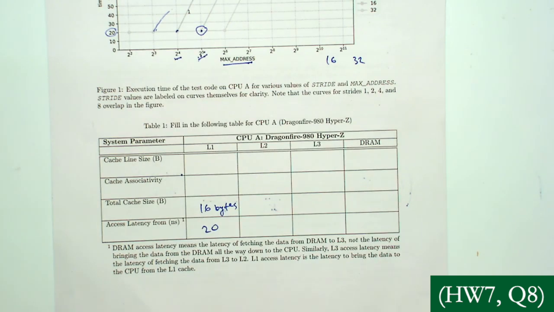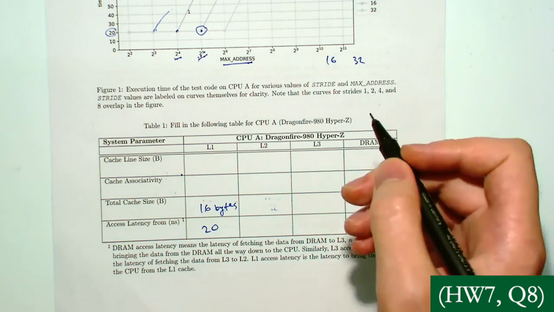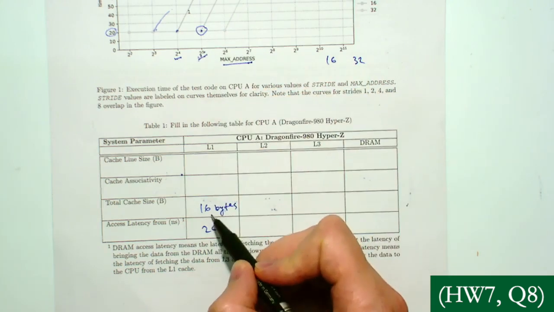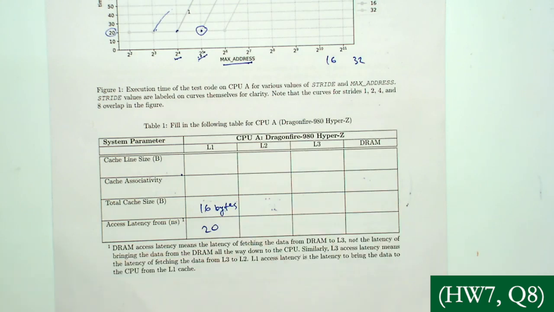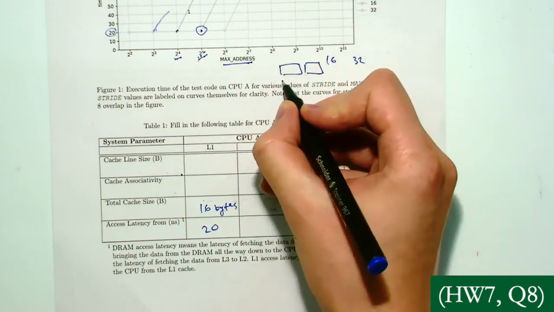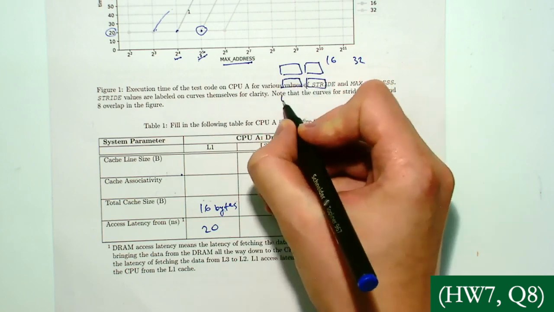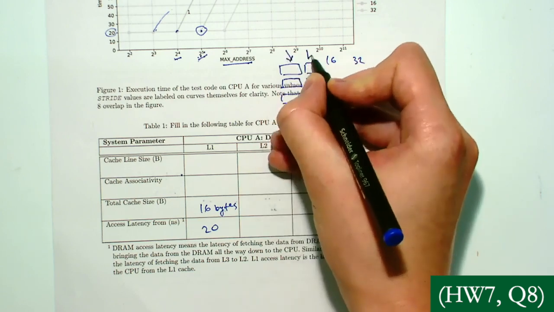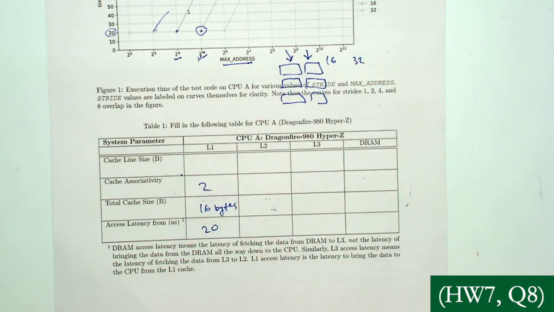This basically means we have to have 2 ways in that cache in order to fit those 2 cache blocks, right? Otherwise, since those 2 addresses will map to the same set because the size of the cache is 16 bytes, they will discard each other when you access them. But that's not happening. So then the cache is looking something like this. We have 2 ways, and we don't know how many sets we have. So the cache associativity is 2.